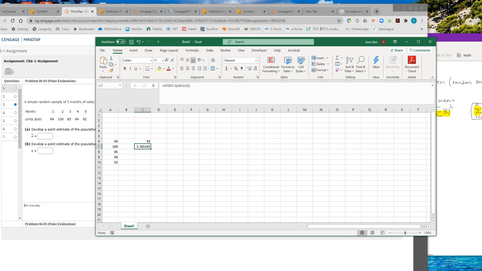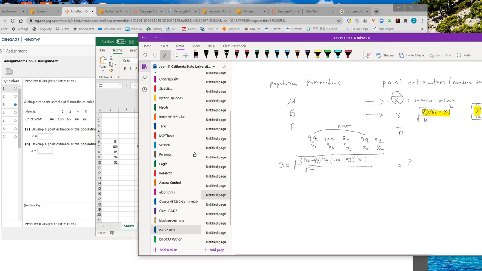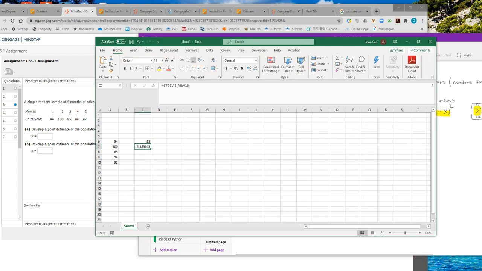By the way, let's just summarize. For the standard deviation, we can use Excel. What is the function? STDEV.S.